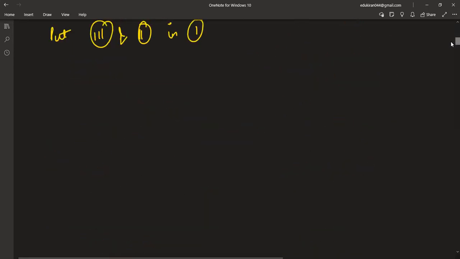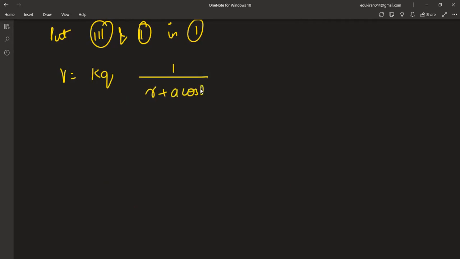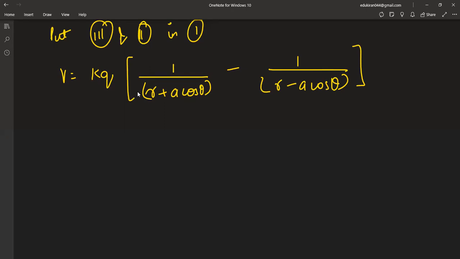Now your physics is over. It's just that basic mathematics which you all know. KQ (1 by (R plus A cos theta) minus 1 by (R minus A cos theta)). Values of R1 and R2 have been substituted. Now it's difficult to use this formula. Let us simplify using our mathematics. Now you don't have any logic over here. You just have to solve the equations.